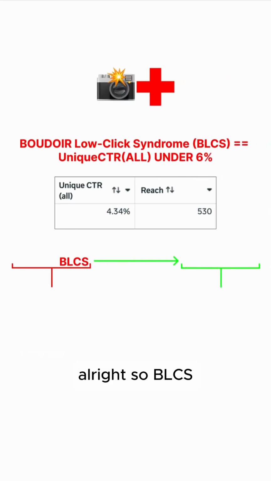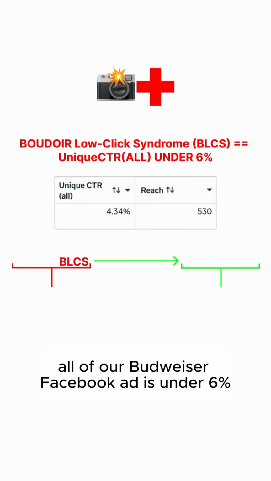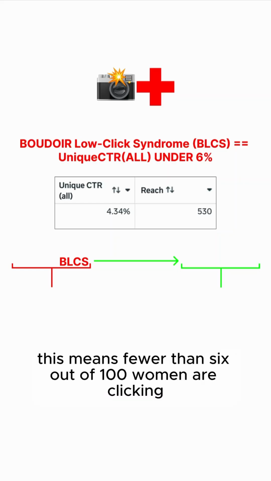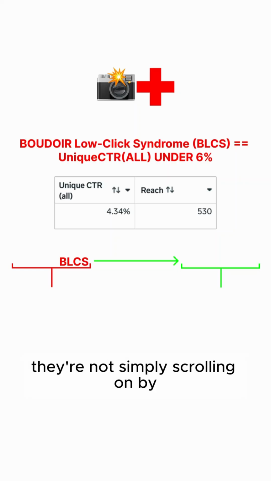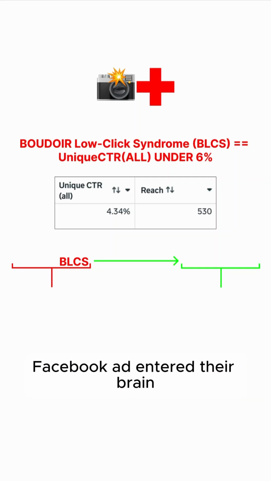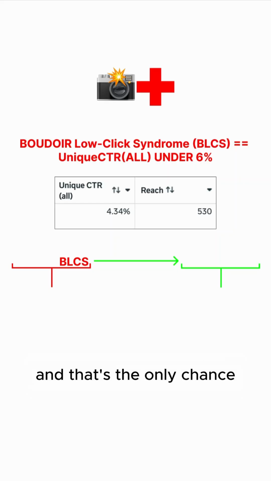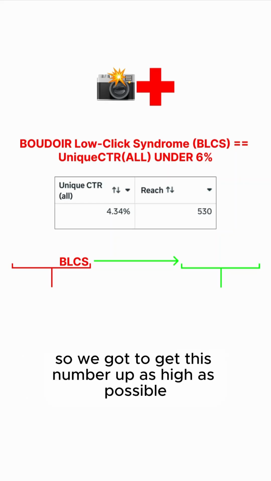All right, so BLCS, aka Boudoir low click syndrome, is when the unique CTR of our Boudoir Facebook ad is under 6%. This means fewer than 6 out of 100 women are clicking anywhere in our Boudoir Facebook ad, aka they're not simply scrolling on by. We care about the number of women that click anywhere on our ad because then we know our Boudoir Facebook ad entered their brain, and that's the only time their chance of buying from us is greater than 0%. So we gotta get this number up as high as possible.